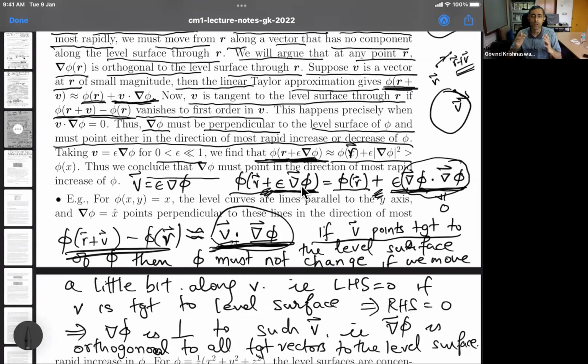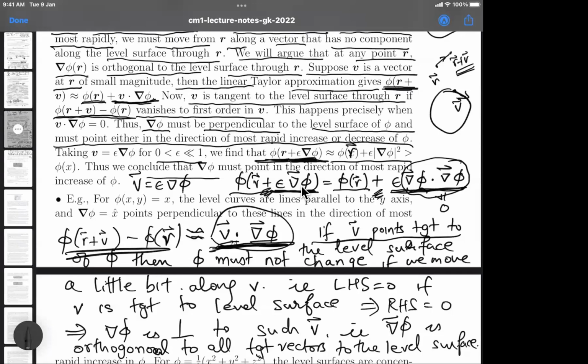Now I understand the vector. But I still can't understand how it shows that nabla phi will be in the increasing direction of phi. Okay, that's the final point.